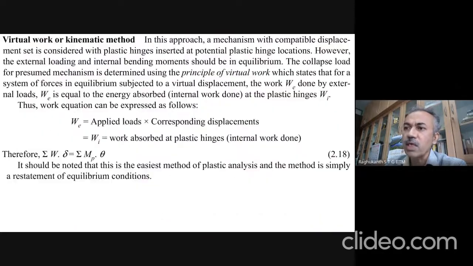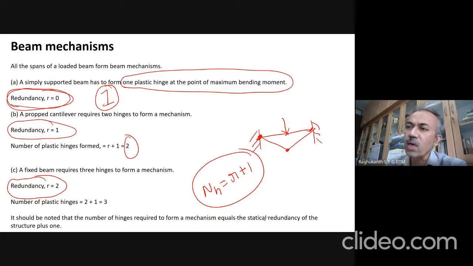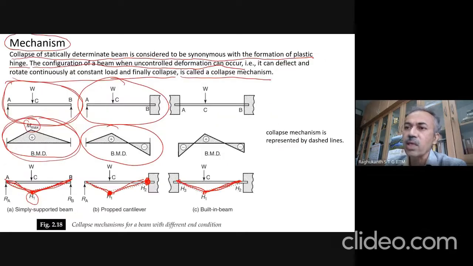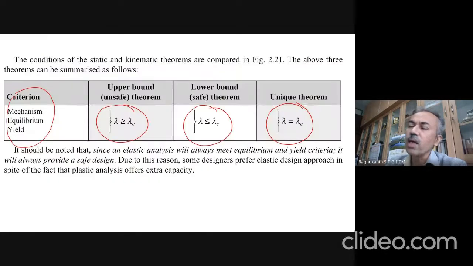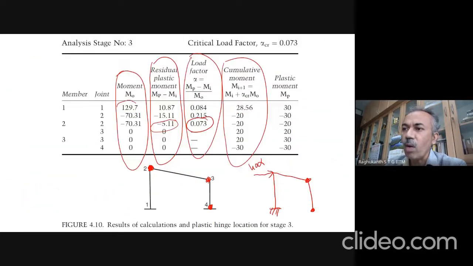The first method is the incremental method. You increase the load, you do linear elastic analysis, you get the bending moment diagrams, and then you find out where the bending moment is extremely high. So there is a chance of a hinge getting formed, and then you repeat the analysis. Whether it is a fixed beam or a propped cantilever, we have seen where the hinge will get formed first.